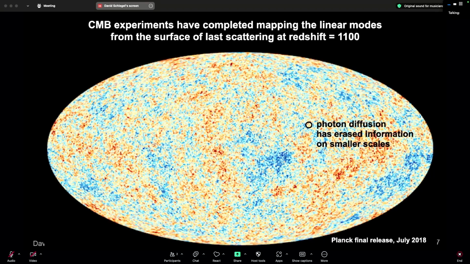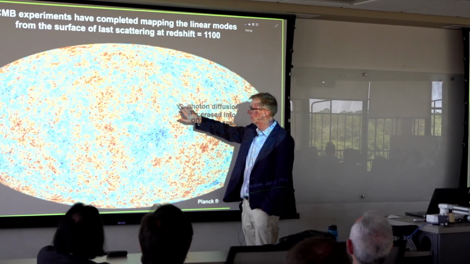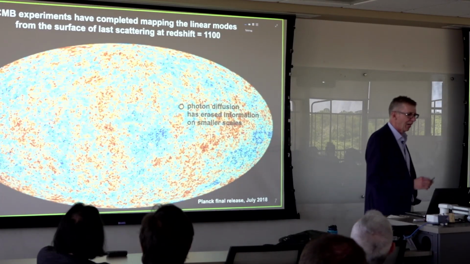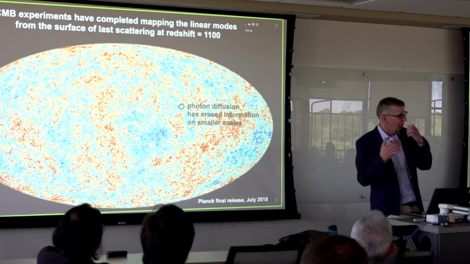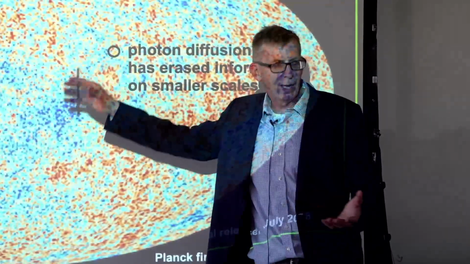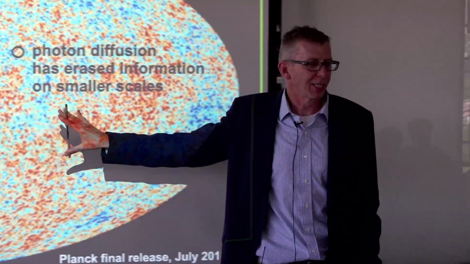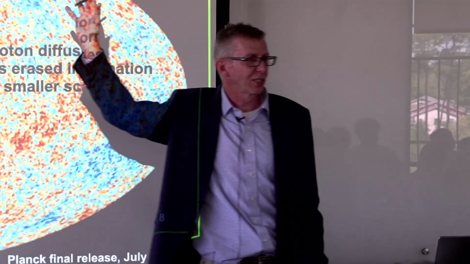One thing I do want to say about these CMB experiments, though, is they have completed mapping what you can, as far as the linear modes at the surface of last scattering. So when you see these beautiful CMB maps, on scales smaller than something like the circle, what you have is photon diffusion, otherwise known as Silk damping, that's erased any of the early universe information on those smaller scales. So you could keep getting better and better CMB maps. That's not the information you're getting. You've actually saturated the information content. This is merely a two-dimensional slice of the universe.